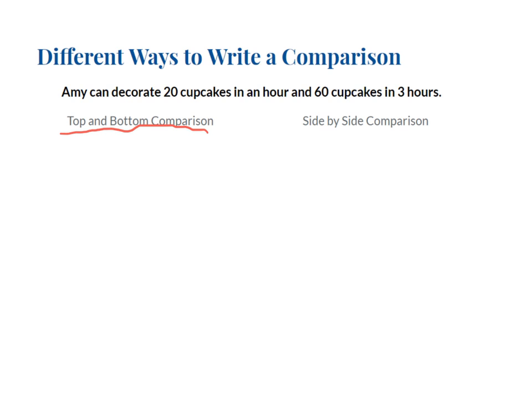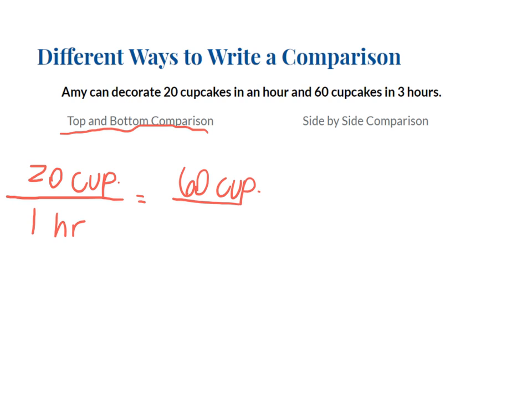The example we're looking at is Amy can decorate 20 cupcakes in an hour and 60 cupcakes in 3 hours. So to show the top and bottom comparison, I would write 20 cupcakes on the top over 1 hour on the bottom is equal to 60 cupcakes on the top over 3 hours on the bottom. Notice 20 cupcakes goes with 1 hour and 60 cupcakes goes with 3 hours. So we're comparing cupcakes to hours, cupcakes to hours.